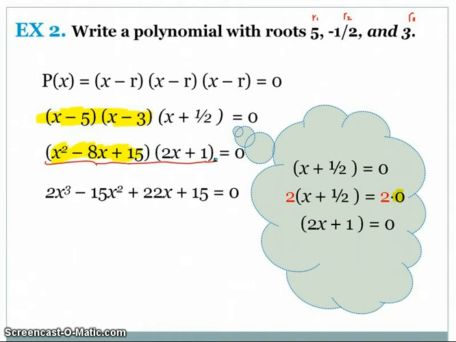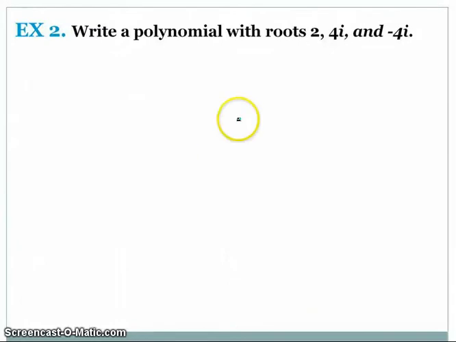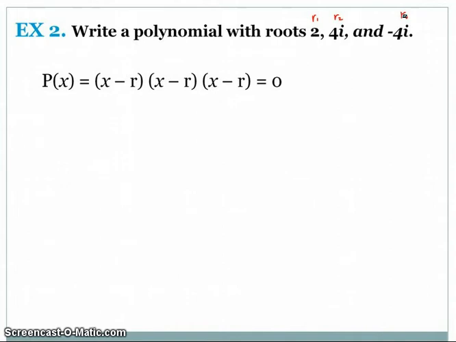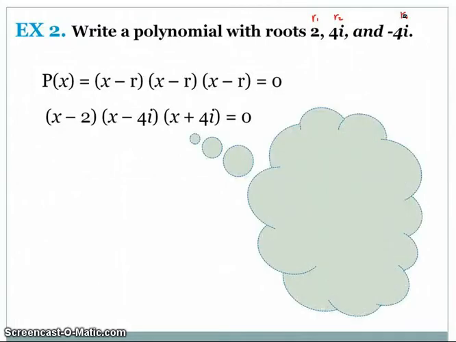So let's take a look at one that has roots that are imaginary or complex. Write a polynomial with roots 2, 4i, and negative 4i. So again, this is r1, this is r2, and this is r3. I use my basic formula where the polynomial is the product of x minus the roots. I plug in the roots that they gave me, and I have to multiply this out. Now, x minus 4i times x plus 4i, what does that look like? I'm going to FOIL this out, so hopefully you remember how to FOIL.